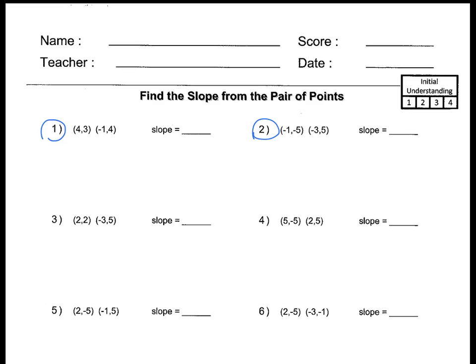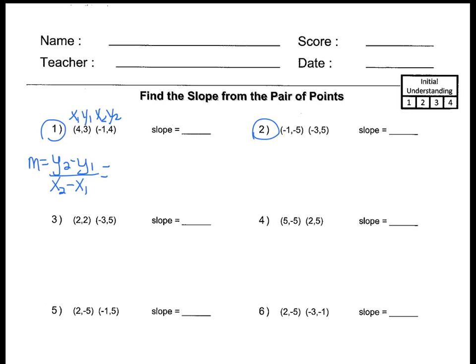Okay, so we're given 2 pairs of points, (4, 3) and (-1, 4). When we want to find the slope given a pair of points, we're going to use our formula, m equals, m stands for slope, y2 minus y1 over x2 minus x1. Your next step is to label your coordinates. x1, y1, that's your first coordinate, and then x2, y2, that's your second coordinate. Now we're going to plug it into our formula.